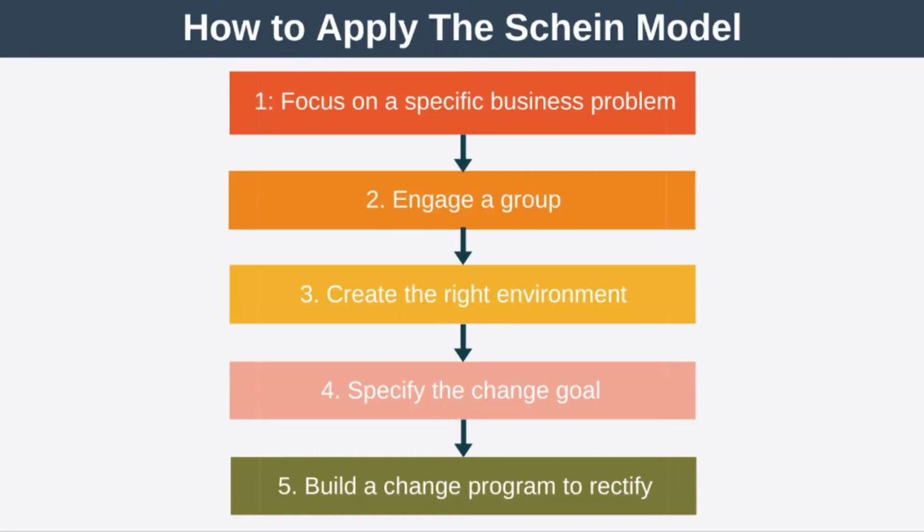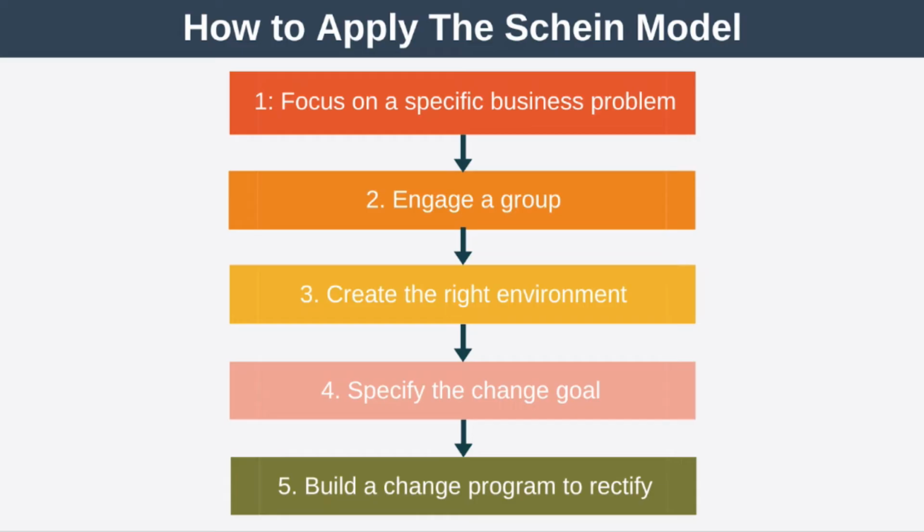So here's a simple 5-step process you can use to apply Schein's model. So step 1, focus on a specific business problem. Step 2, engage a group to find out what's causing the problem. Step 3 is to create the right environment. Step 4 is to specify the change goal. And finally, step 5 is to build a change program to rectify. So let's walk through each of the steps.